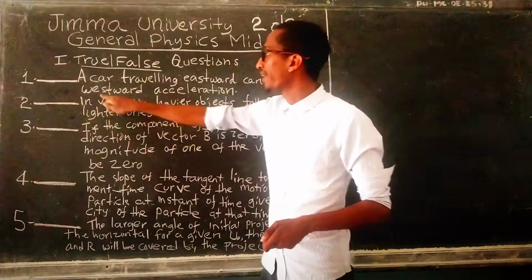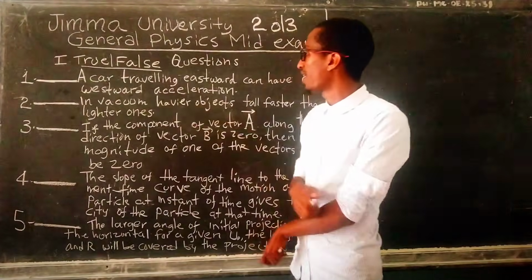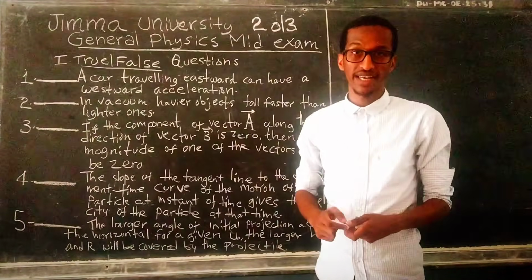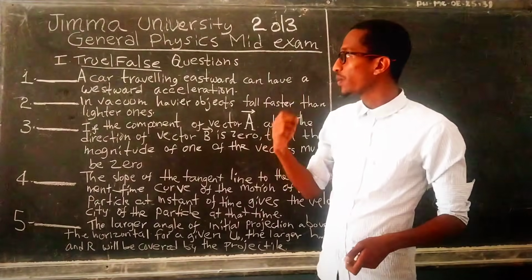The first one says a car traveling eastward can have a westward acceleration. So say a car is moving to the east direction. The question says this car can have a westward acceleration.